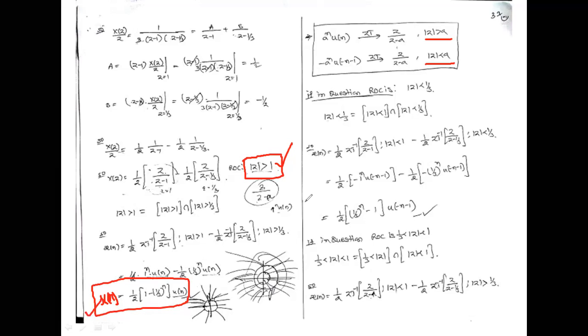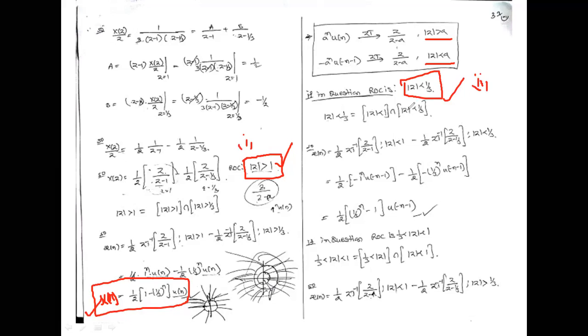And in the second case, if the ROC is |z| < 1/3, the first case you can consider as done, and this one is the second ROC.